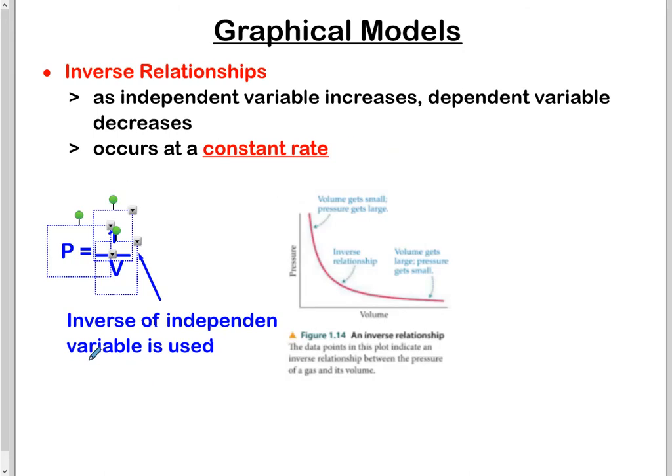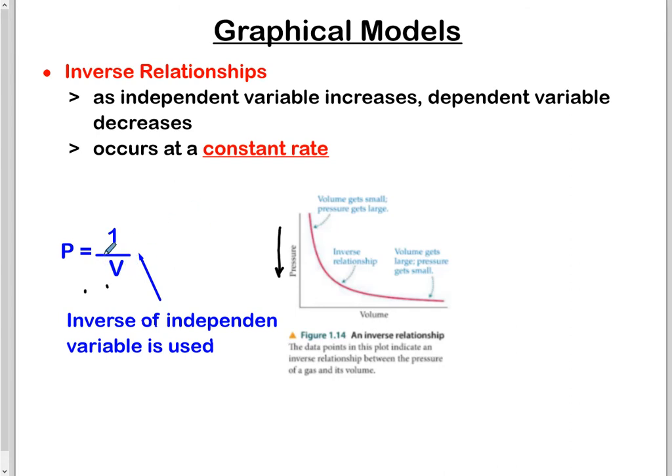And then the last one we're going to look at is inverse relationships. In inverse relationships, as the independent variable increases, the dependent variable decreases. And this occurs at a constant rate. I know that doesn't necessarily look like it, but it is. Again, this is something we will encounter more of as the year goes on. Since this is an inverse relationship, as volume increases, pressure goes down, right? That's what our graph is showing. And the way that we get that mathematically is we use the inverse relationship.